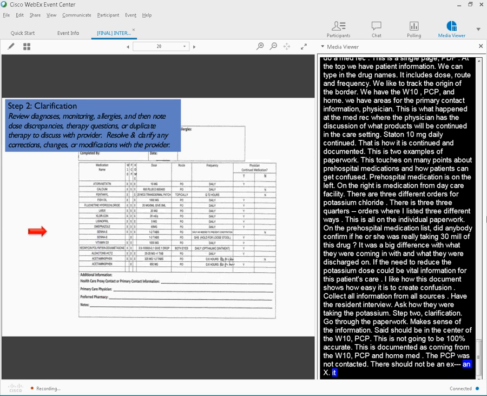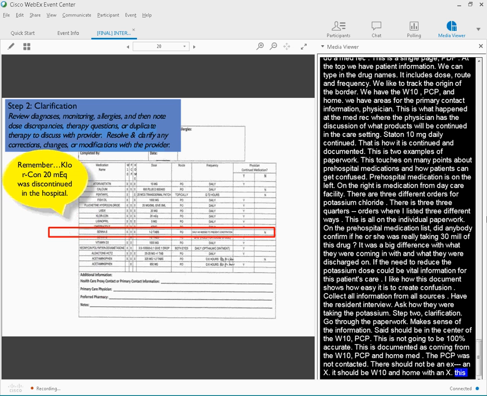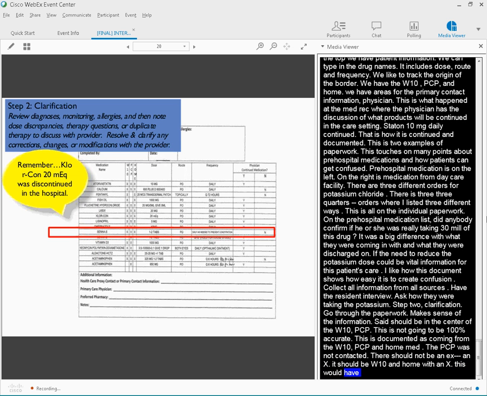here you can see, and I have a feeling this entire slide is going to be skewed, so I do apologize for that technical issue. If you can imagine, this red box will be up 3 lines with the Chlorocon 20 milliequivalents a day. Again, 3 X's marking where the W-10, the PCP, and the home is. I've already pointed out that that would not be accurate, that the K-Dur 20 was discontinued in the hospital. So this should actually not say, and that's going to cover it, so again, I apologize for this.